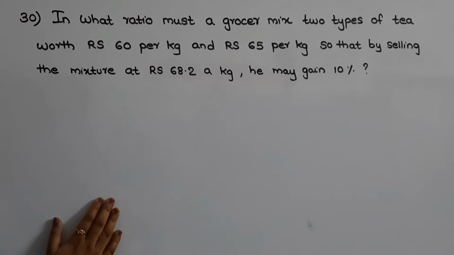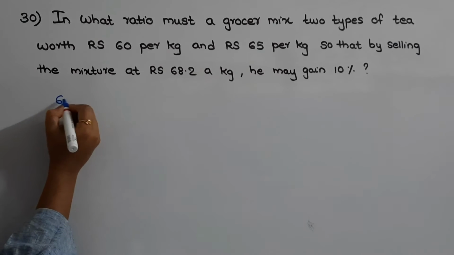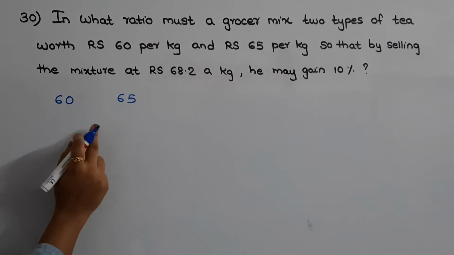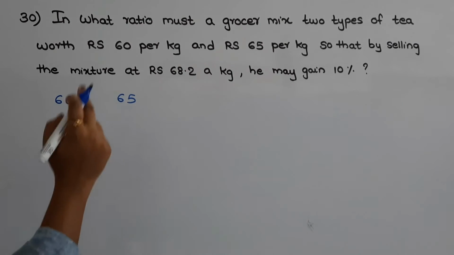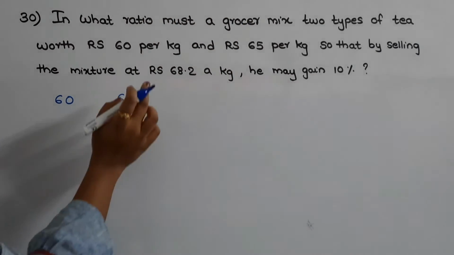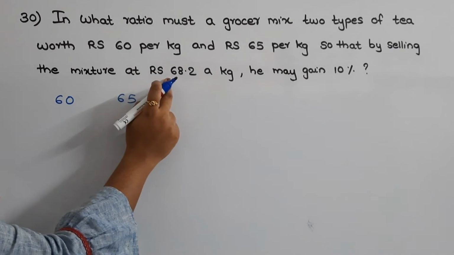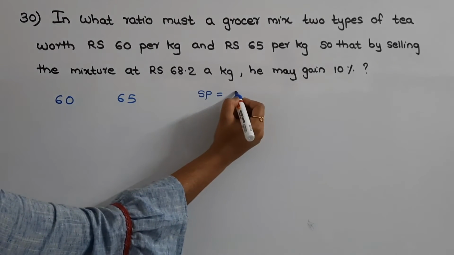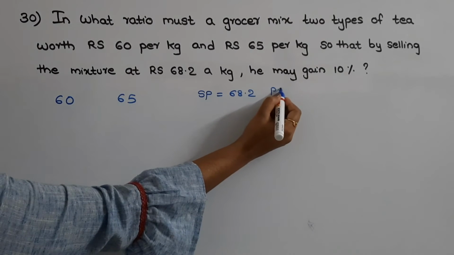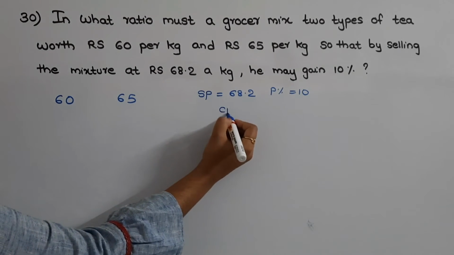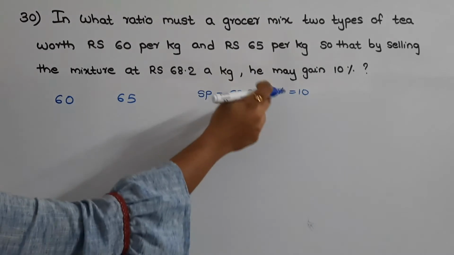Okay, so this question we are doing by the alligation method. First we need to write down the cost price of the first type of tea as 60, then the cost price of the second type of tea as 65. Then in the middle we need to write down the cost price after mixing both types of tea. But the cost price of the mixture is not given; the selling price and the profit percentage are given. The selling price is 68.2 and the profit percentage is 10. So we need to find out the cost price of the mixture first.